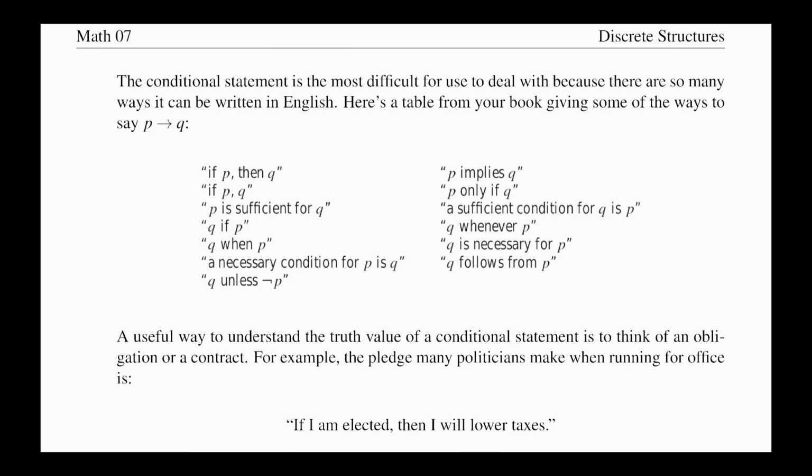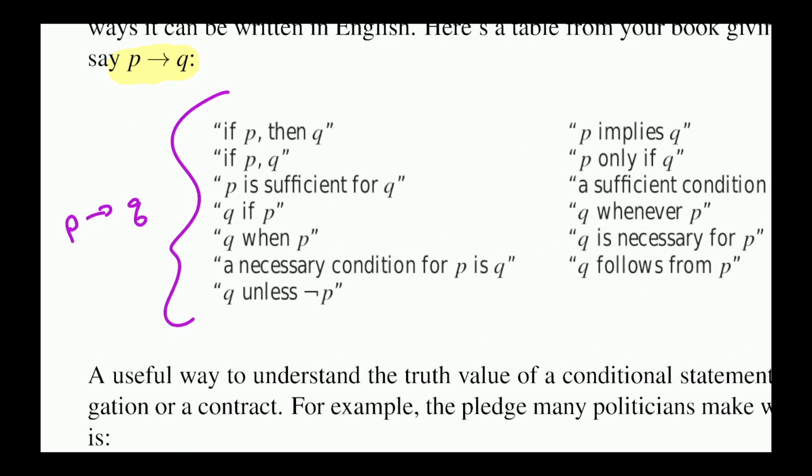But there's a million different ways to say P implies Q. And here they are. So all of these are P implies Q. All of them are P implies Q. They're all the same, even though they look different. So, you know, if P then Q. Sure, that's the main one, right? Then you've got P implies Q. Well, I say that a lot too.